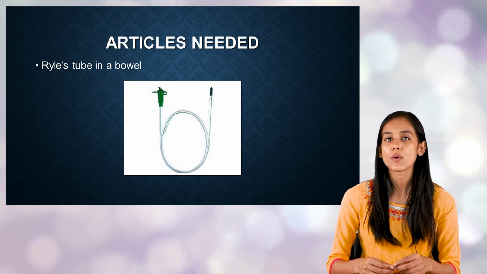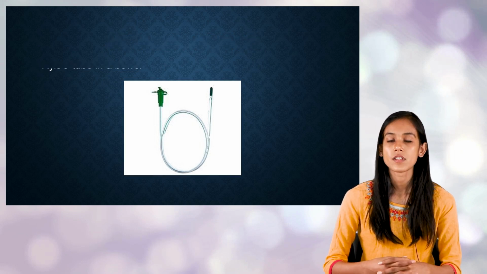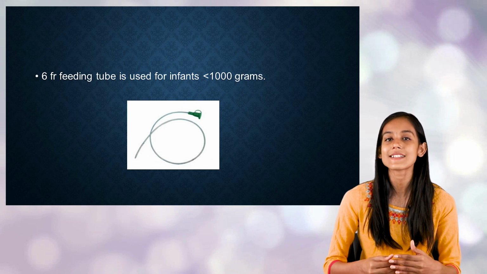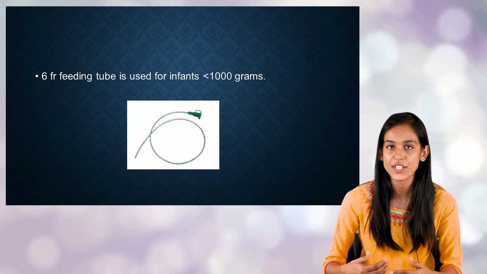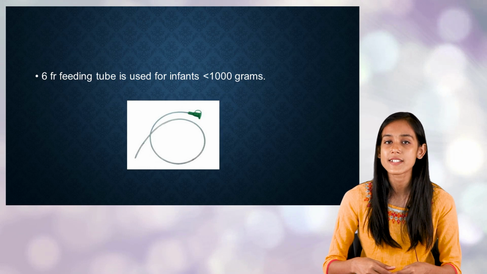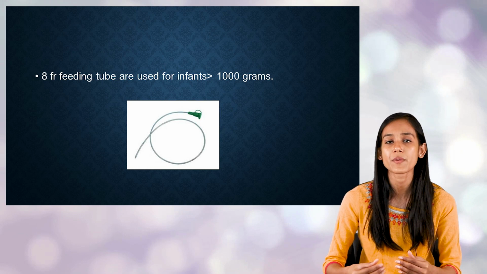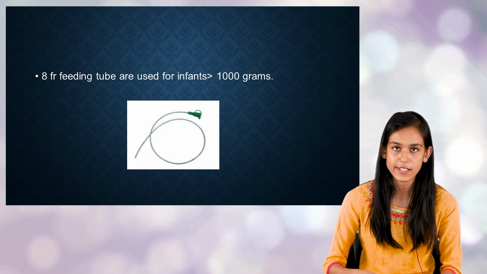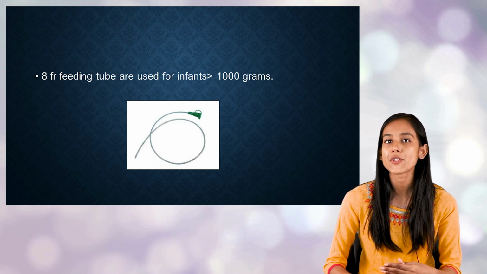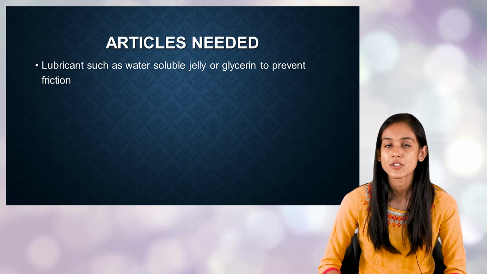We need the Ryle's tube in a bowl. Here the question comes: what should be the size of the Ryle's tube? Basically, for children who are less than 1000 grams, we use a 6 French Ryle's tube. And for children who are more than 1000 grams, we use between 6 to 8 French Ryle's tube. So when you are doing this procedure, you have to make sure that you choose the right size of the Ryle's tube. And the next thing we need is lubricant to prevent friction.